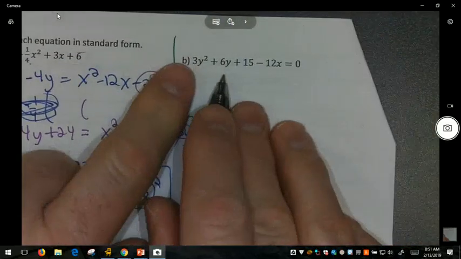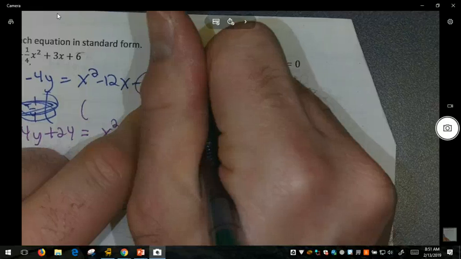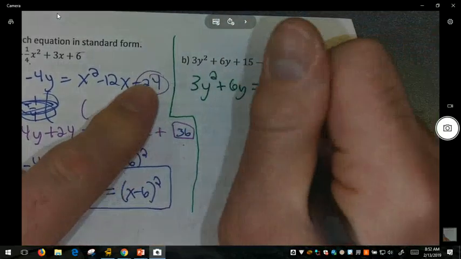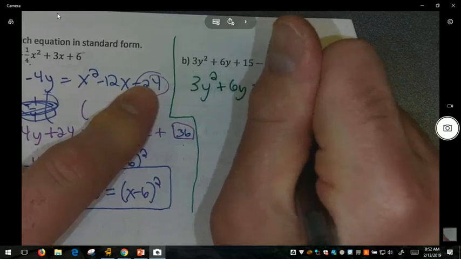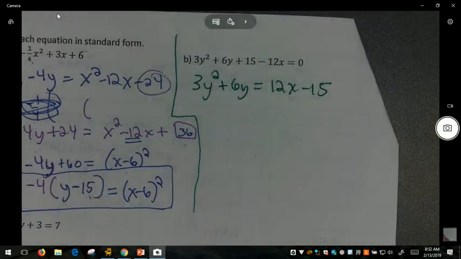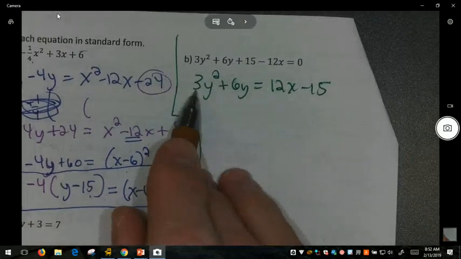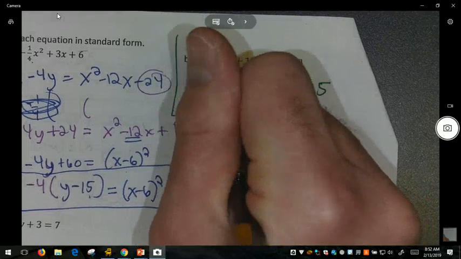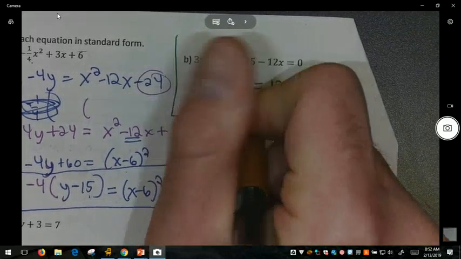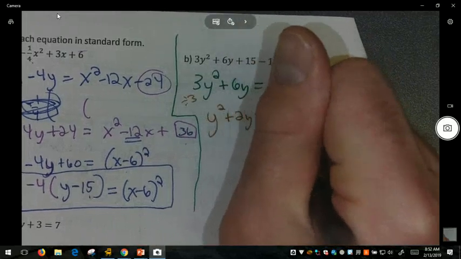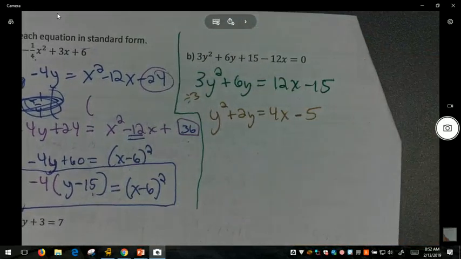So I need my y's on one side and everything else on the other side. So I have 3y squared plus 6y equals, I'm going to add 12x and I'm going to subtract 15. Now if I want to, I can divide by 3. If it goes in evenly, it would make it much easier to get this. So I'm going to divide everything by 3. I now have y squared plus 2y equals, if I divide every term by 3, 4x minus 5.